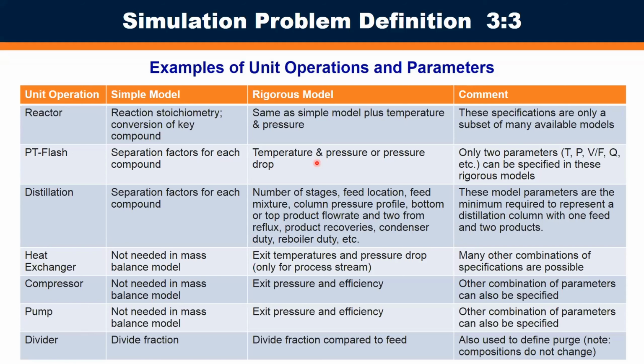When you get into temperature or PT flashes, you're looking at the separation factors for each compound if it's a simple model. But when you want to include more rigorous calculations, you need either temperature and pressure or the pressure drop. What's important here to notice is that you can only specify two parameters of the temperature, pressure, the split between the vapor fraction, the energy duty. But this is one of the strengths of a process simulator.